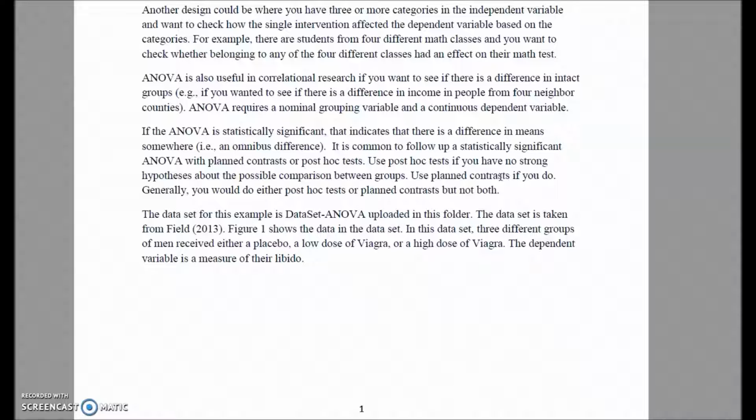The data file for this ANOVA is already uploaded, and the example is taken from the book called Discovering Statistics by Andy Field. It's a very famous book. In this data set, there are 3 groups of men. One group receives a placebo, one group receives a low dose of Viagra, and the third group receives a high dose of Viagra. The dependent variable is the measure of their libido.